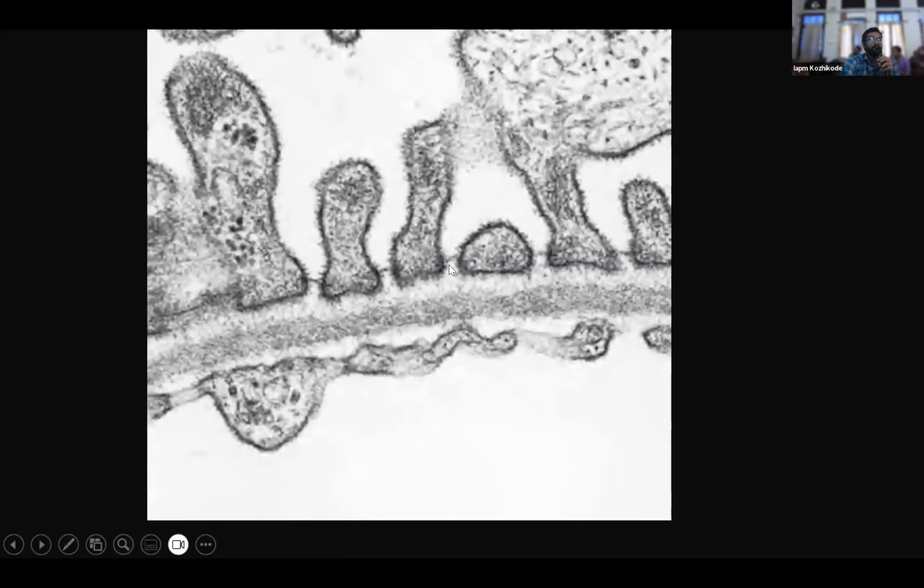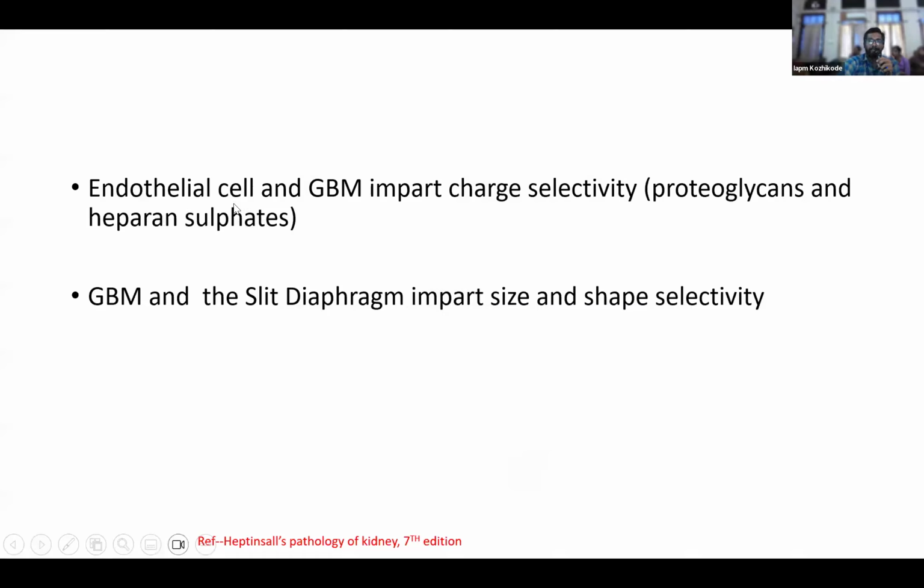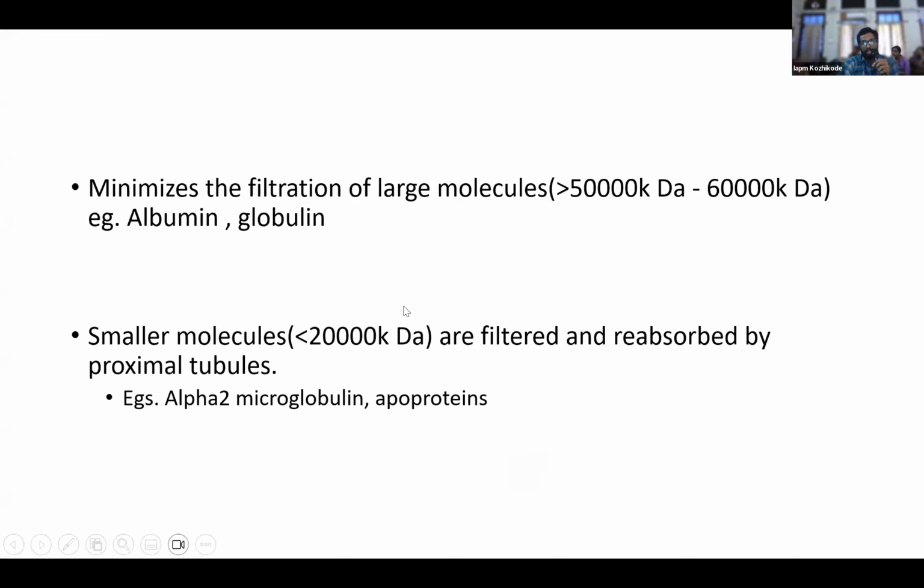So this is our filtration barrier, and we should remember that in a day about 180 liters of filtrate is formed, and only 1 gram of protein comes out in the primary filtrate. So this filtration barrier is super effective. This depends upon the size and shape selectivity of the GBM and slit diaphragm, etc. So it plays a very important role in keeping large molecules like albumin inside.